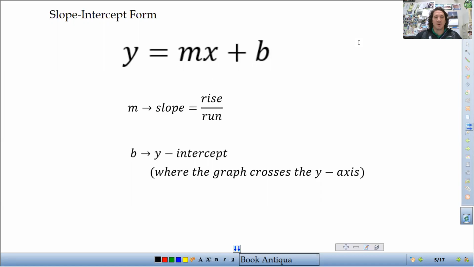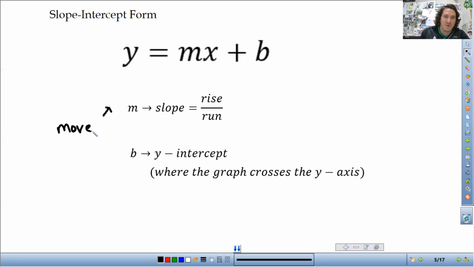Some things to help you remember what the m and b stand for. The m, you can think of as standing for move. This is how the graph moves. And b, you can think of as this is where the graph begins. So we begin at point b and we move according to the slope m.